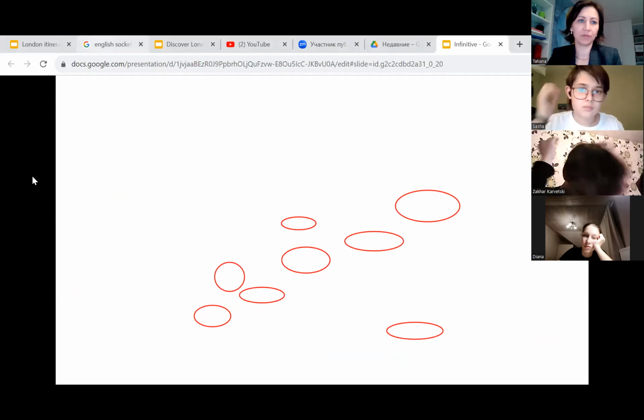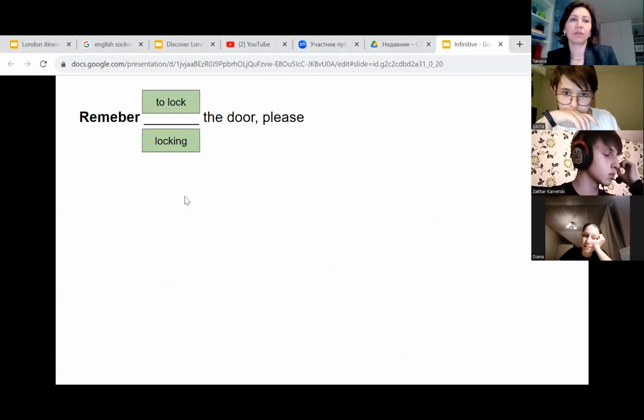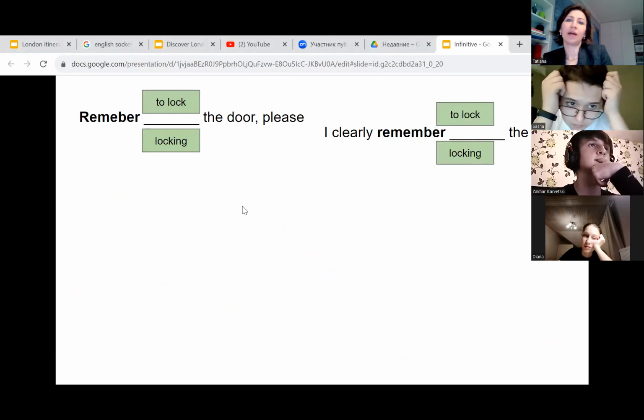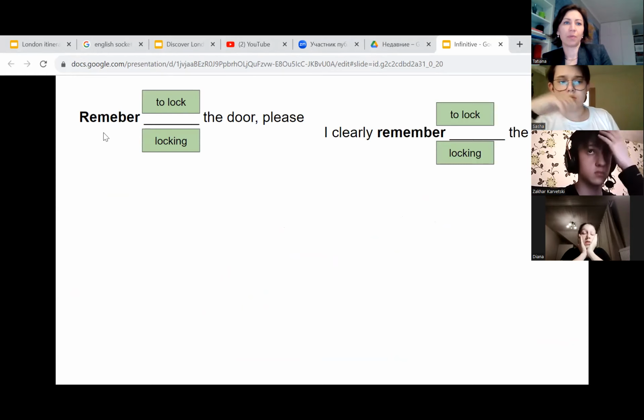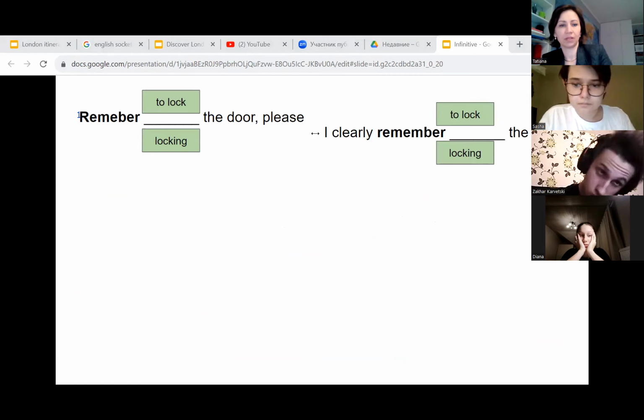Okay, let's look at more difficult cases of using infinitive and gerund. Here we go. Have a look at this. Remember to lock, locking the door, please. And the second one, I clearly remember to lock, locking the door. So again, 1 and 2 with remember. Can you send me in the chat the ideas for your answer?